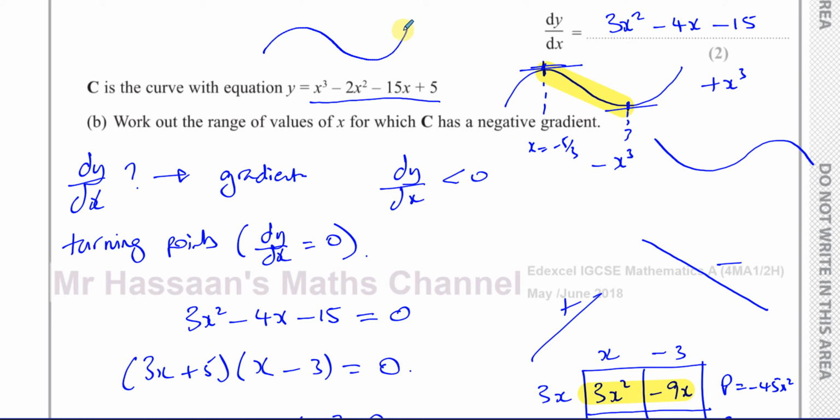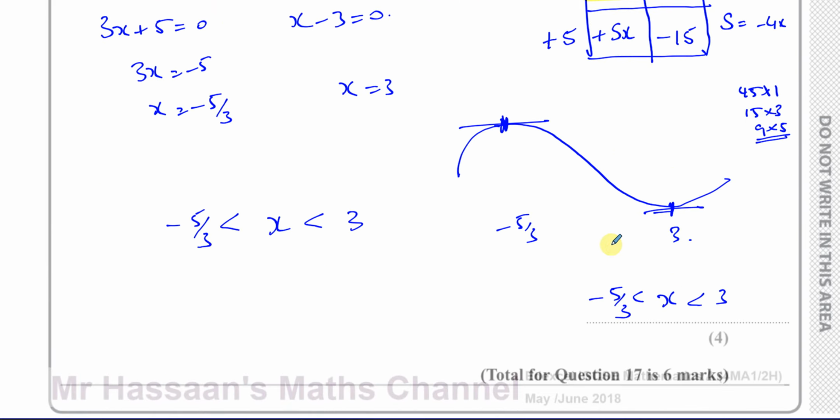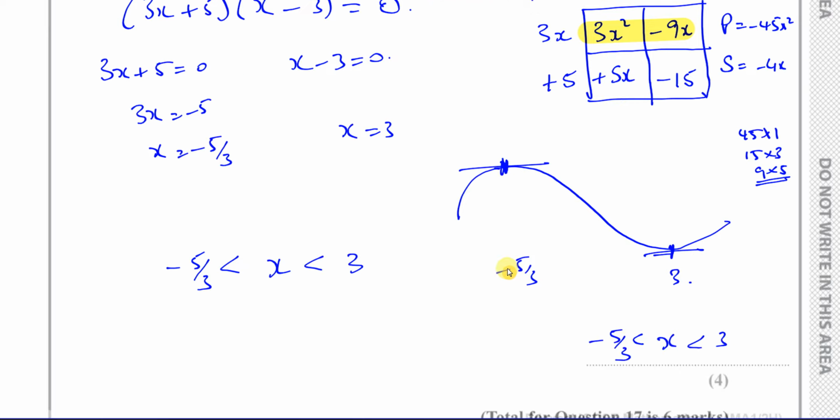It has this type of shape when you have a positive x cubed, and that type of shape when you have a negative x cubed. That's a positive x cubed, so it's going to have a negative gradient between those two points. If it was a negative x cubed type of curve, its negative gradient would be before the first value and after the second value. But in this case, it's between these two values, and so there we have our answer. I hope that was clear.